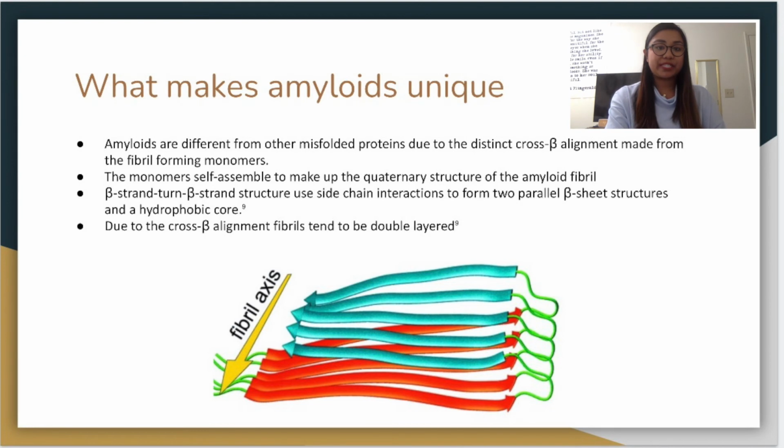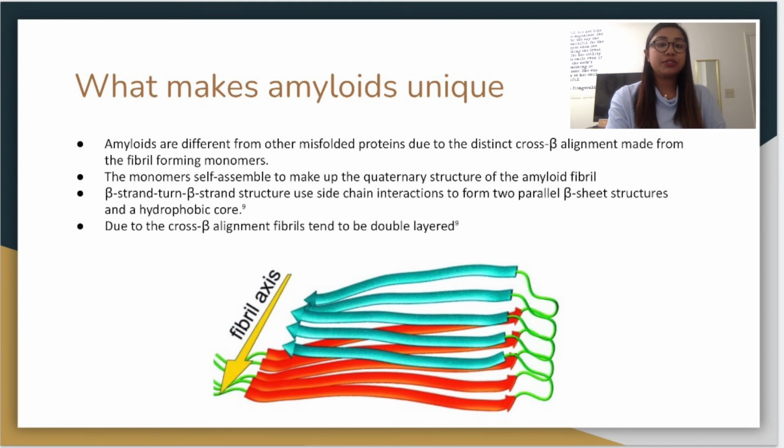Unlike regular misfolded proteins, amyloids are different due to their distinct cross-beta alignment made from fibril-forming monomers. These fibril-forming monomers self-assemble to make up the quaternary structure of the amyloid. The beta strand structure uses side chains to form two parallel beta sheet structures and a hydrophobic core. These two components help to stabilize the overall structure.